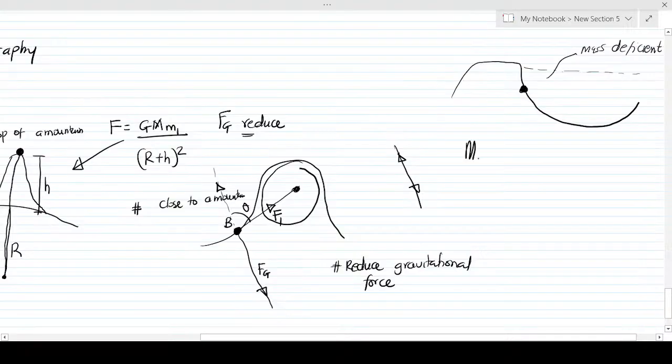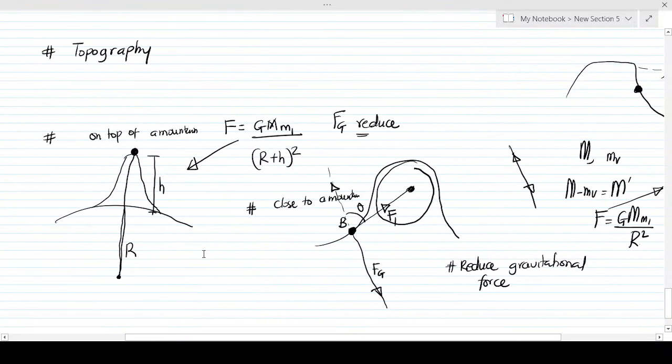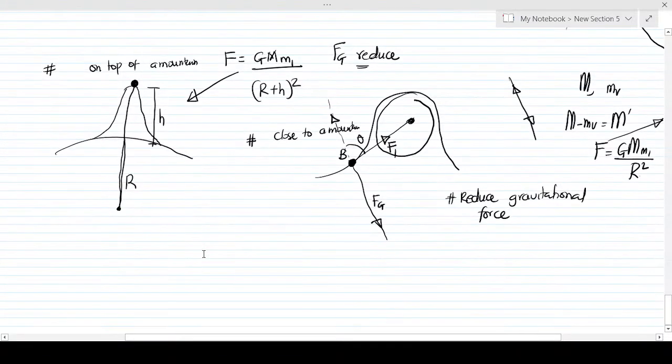So let's say, assuming the mass of the earth was initially M, because of the mass deficiency, a certain mass, the mass that is taken out that created the valley, is now going to be subtracted from it, and so it's going to create a new mass that is very small compared to the initial mass. And so we also know that gravitational force depends on the mass of the earth, and so because the mass has decreased, gravitational force will also reduce. So in the aspect of topography, only topography reduces gravitational force. All right, so this will be the end of this section.